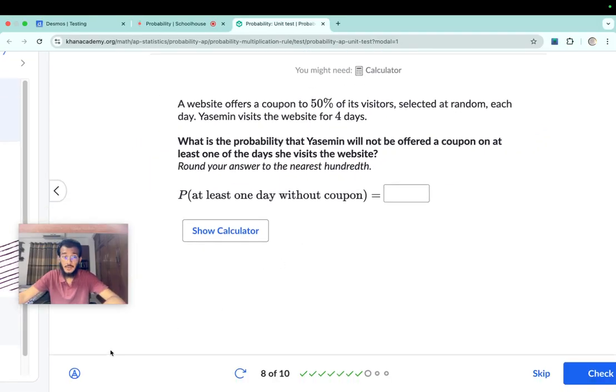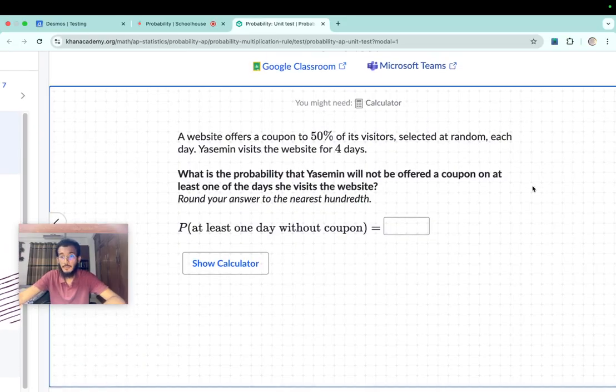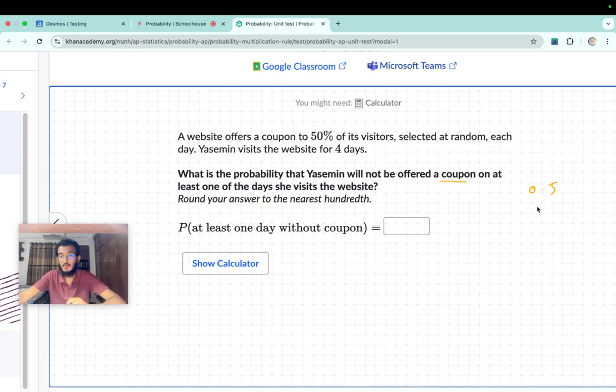So the probability that you get a coupon is 50%, which means 0.5, selected at random each day. Yasemin visits the website for 4 days. What is the probability that Yasemin will not be offered a coupon? The probability of getting a coupon and not getting a coupon is the same. So the probability that Yasemin will not be offered a coupon on any given day is 0.5, but on at least one of the days she visits.